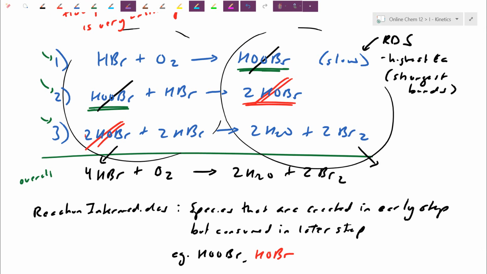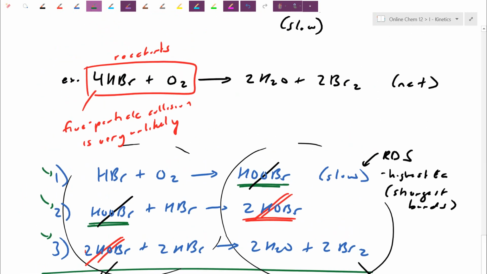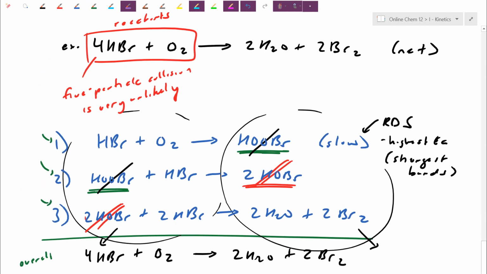If you really match it up as earlier here, it exactly matches in terms of numbers, in terms of what's on which side. So all I've done here is give you an overall reaction. A 5 particle collision is not very likely, but if I break this down into 3 steps here, you can sort of work your way around what it's going to be.